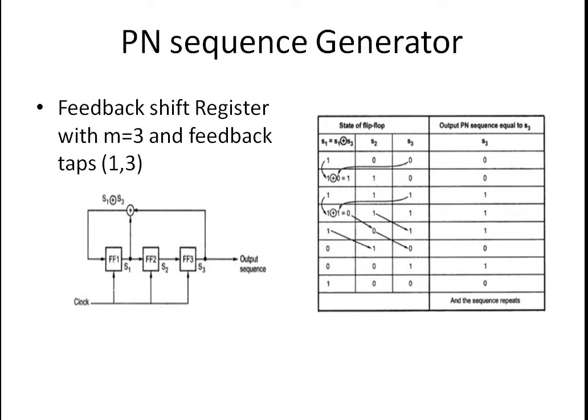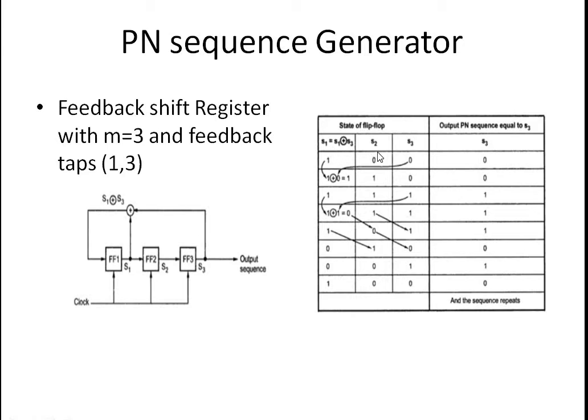So this is the structure for a feedback shift register with m equal to 3 with the feedback taps 1, 3. That means the output of S1 is added with the output of S3, then it is given to the input of S1. So this is the output from the feedback shift register. So we have S1, S2, S3.